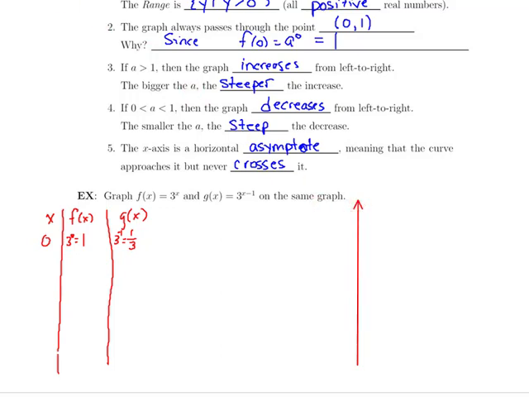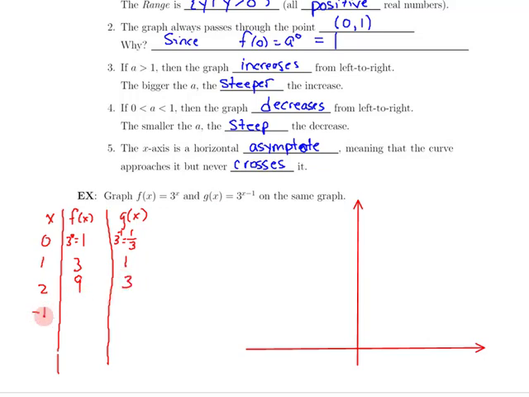Actually, what I should probably do is let's get the whole set of points and then come back and graph them. Alright, if I plug in 1, I'm going to get 3 to the first, which is 3. If I plug in 1 in here, I get 3 to the 0, which is 1. If I plug in 2, I get 9, because 3 squared is 9. If I plug in 2 here, I get 3 to the first, which is 3.